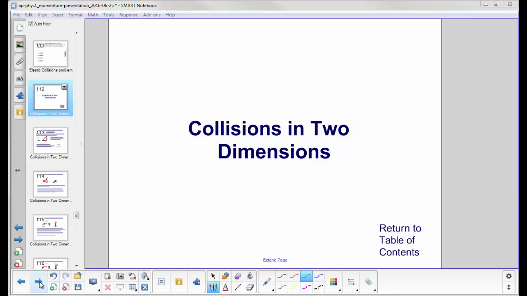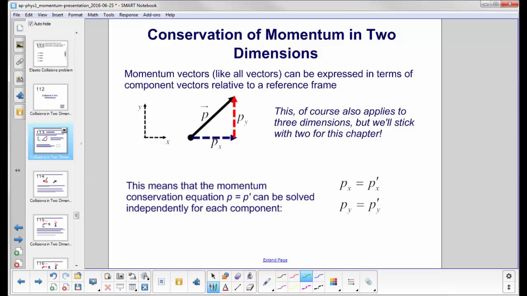Collisions in two dimensions. Momentum vectors, like all vectors, can be expressed in terms of component vectors relative to a reference frame.